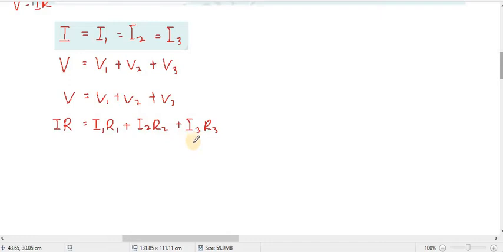Now we already know that all the current is the same. So that means we can factorize the current out: I times (R1 plus R2 plus R3). So this one divided by this one, gone. We get 1, because this current and this current is the same, so we can divide and become 1. So the total resistance will be resistance 1 plus resistance 2 plus resistance 3.